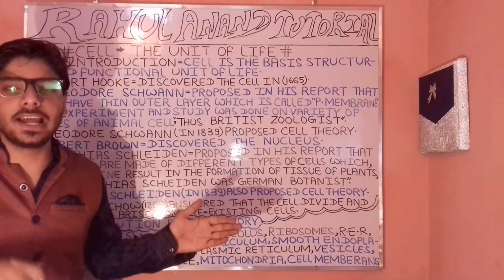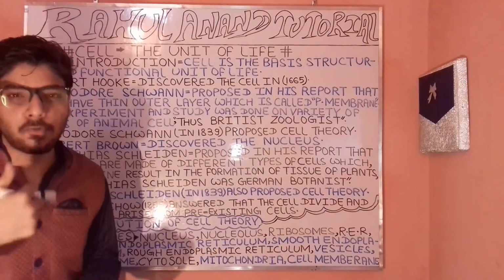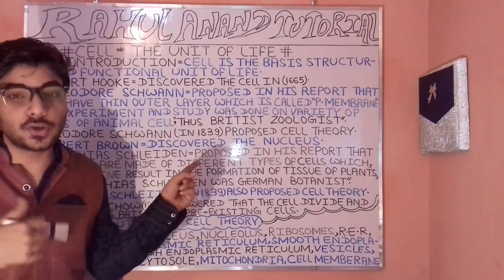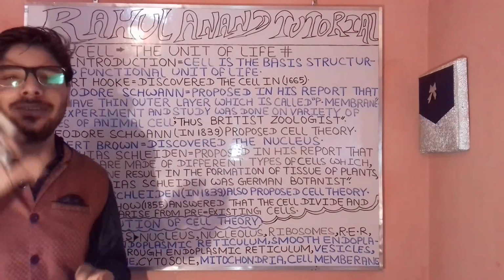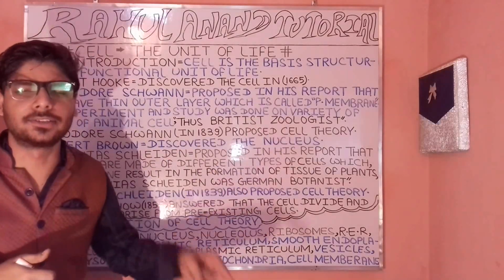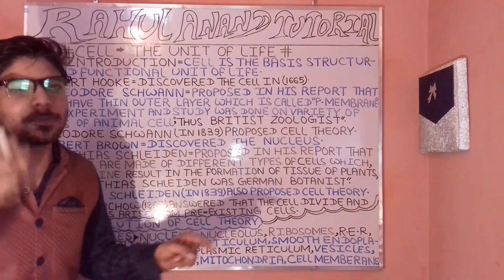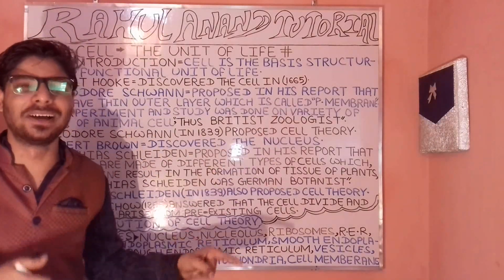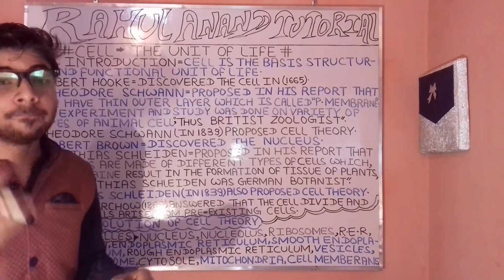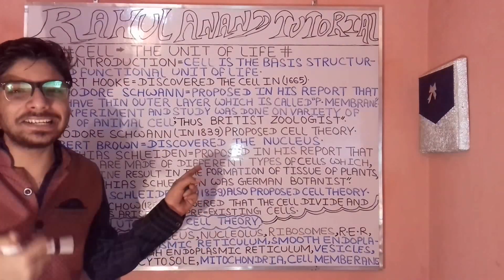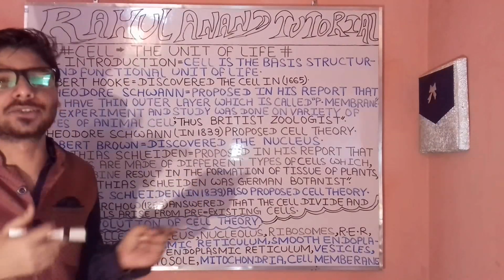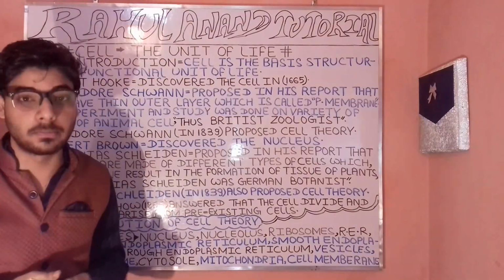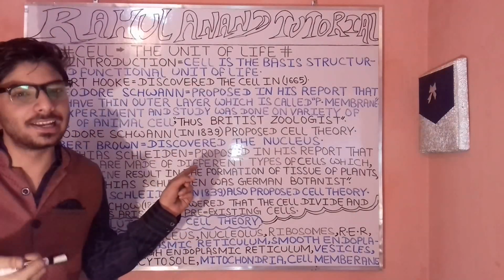Now, in terms of Theodor Schwann, he proposed and performed a series of experiments on animal cells. He found that the cell has a thin outermost layer, and this is known as the plasma membrane. You are very clear about that.